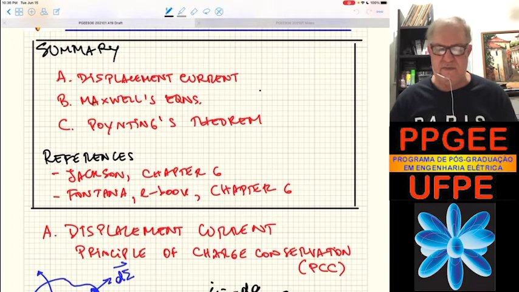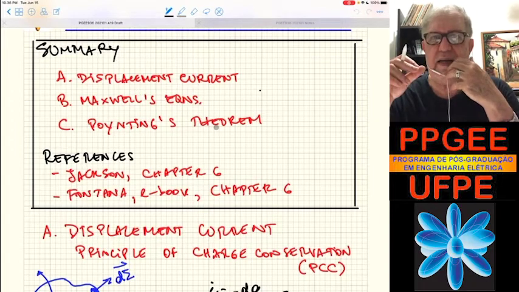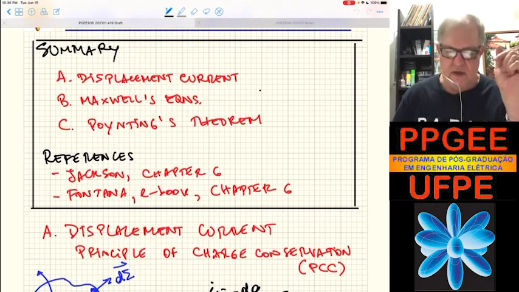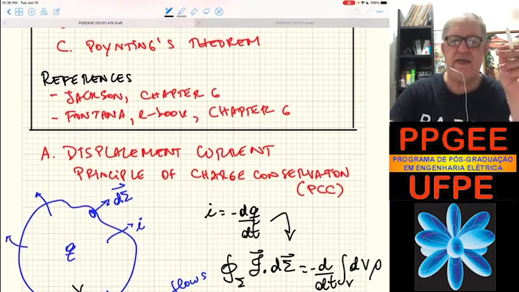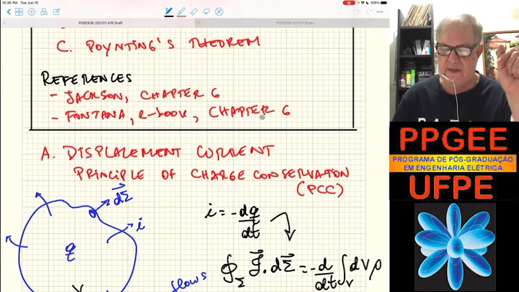We're going to put down Maxwell's equations and finally derive Poynting's theorem and make an interesting example of using this theorem. The references for this lecture are Jackson's book, chapter 6, and our ebook on chapter 6 as well.